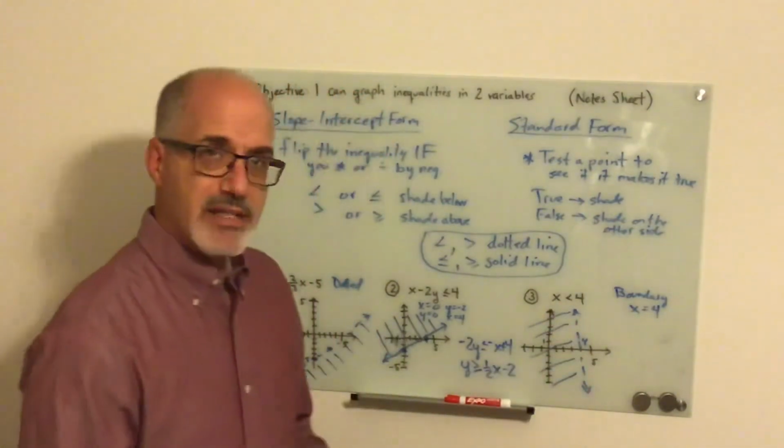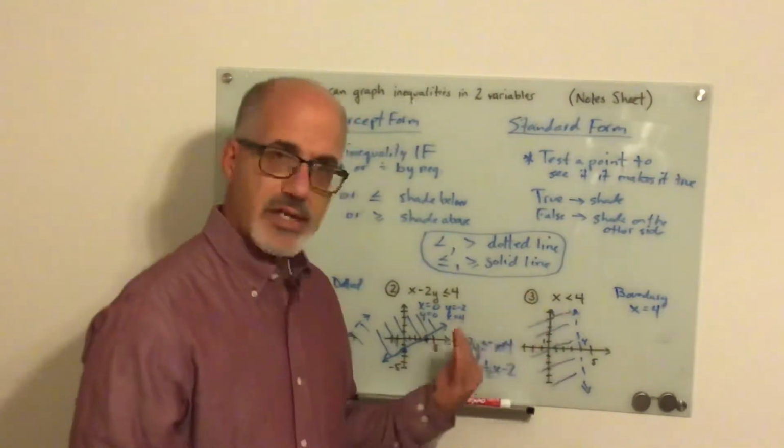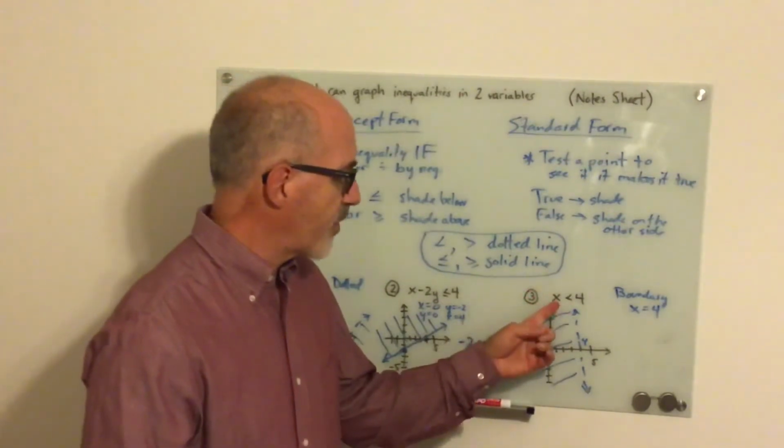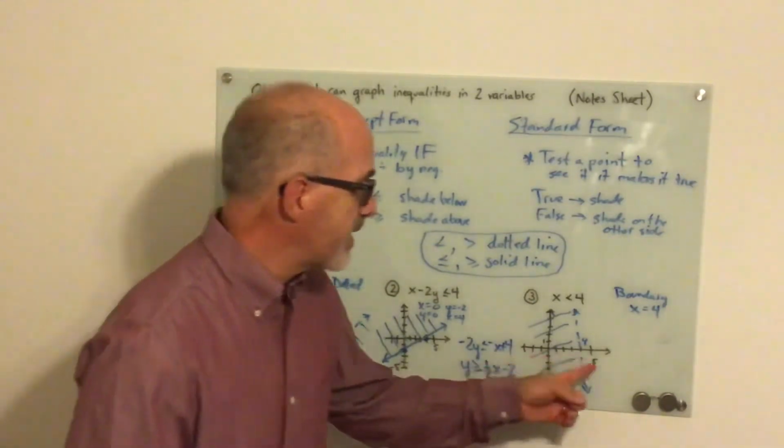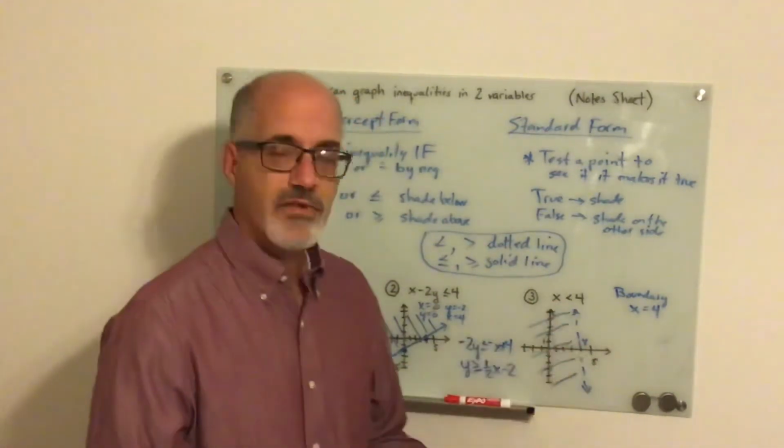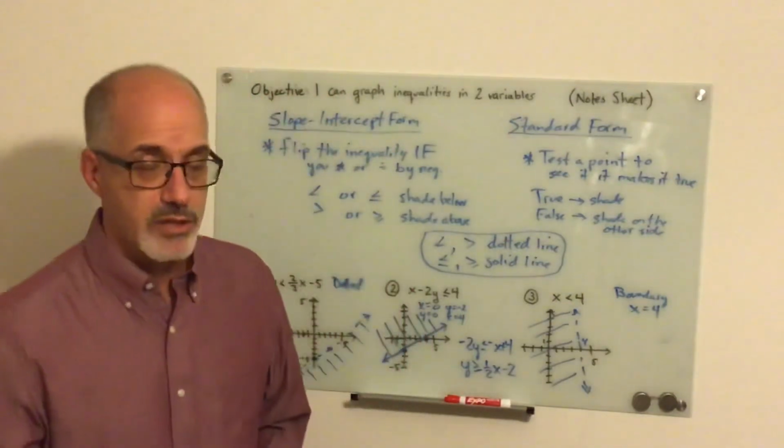If you want to test a point, again, 0, 0 is clearly to the left. If you put in 0 for x, is that less than 4? It's a true statement, so yes. And if I tested 5 here, is 5 less than 4? It's not, so it doesn't work.